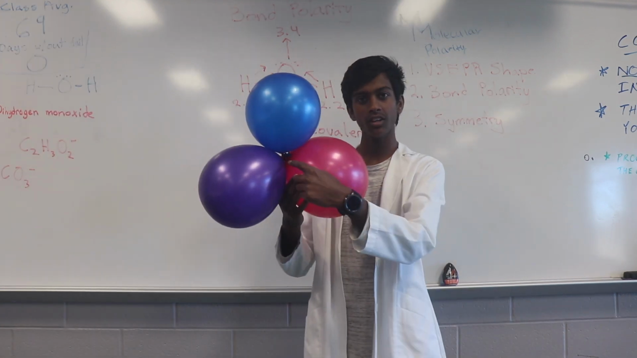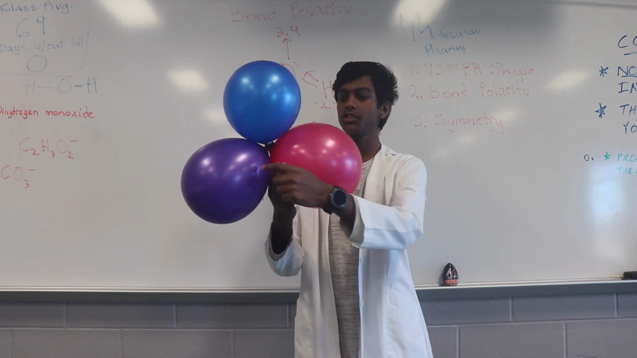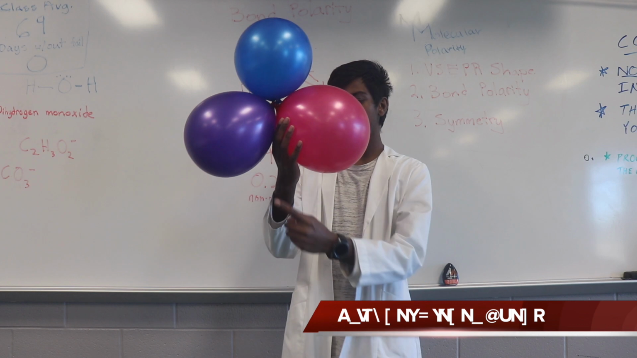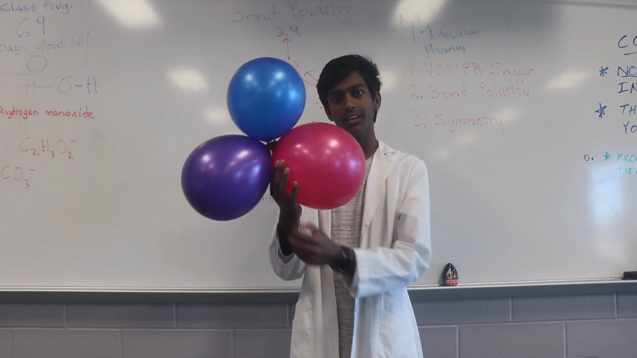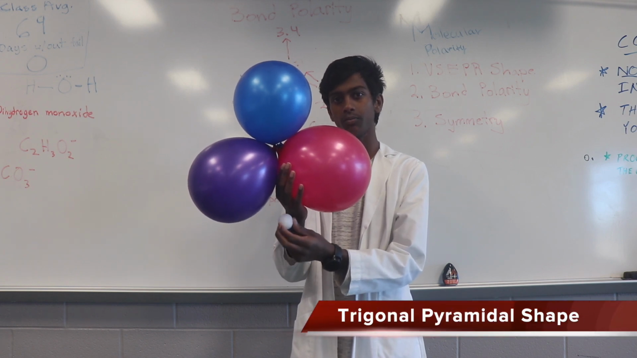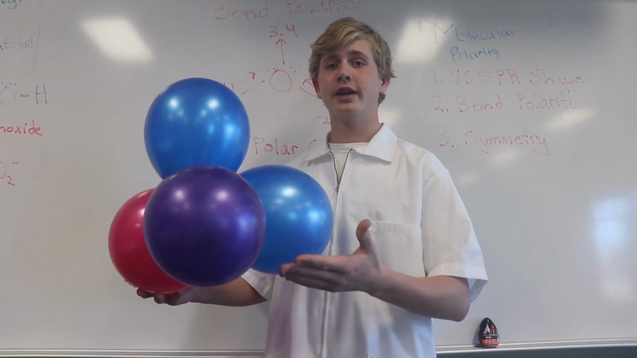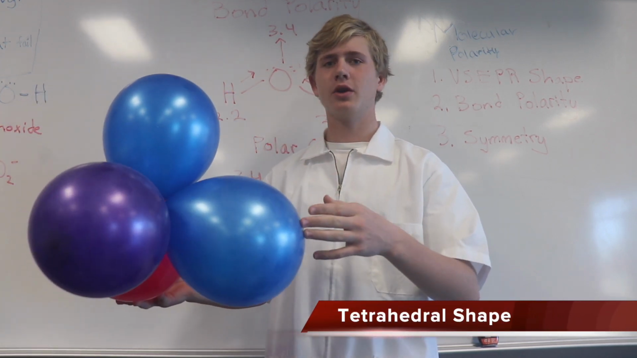Imagine the center of this model as the central atom. And as you can see, there are 3 bonding sites, and down here 0 lone pairs, which makes this trigonal planar. If you add a lone pair down here, it's going to make this model trigonal pyramidal. This VSEPR shape is tetrahedral. It has 4 bonding regions and 0 lone pairs.